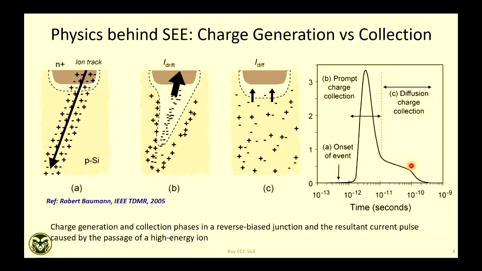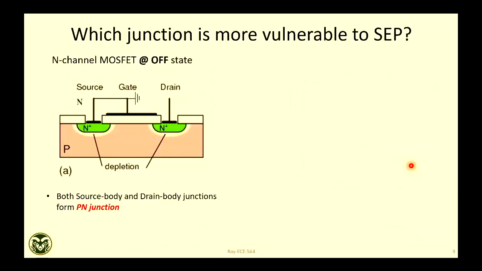Okay, so we'll deep dive into all these effects and we'll connect all those phenomena with the bit error rate of SRAM and DRAM as we go forward. You can ask me questions as we go forward, right? Anytime if you think more explanation is needed. The question is which junction, right? In a MOSFET there are two junctions, source and drain. Which junction is more vulnerable to this single event effect or single event phenomena?